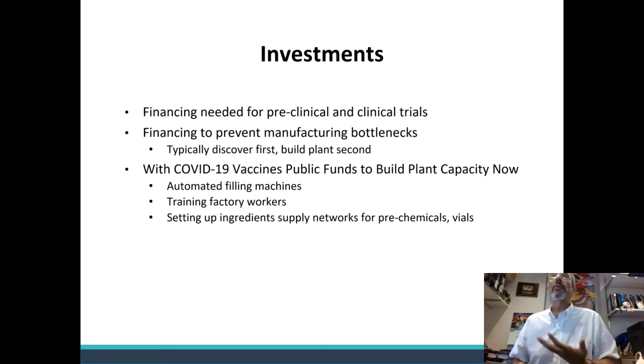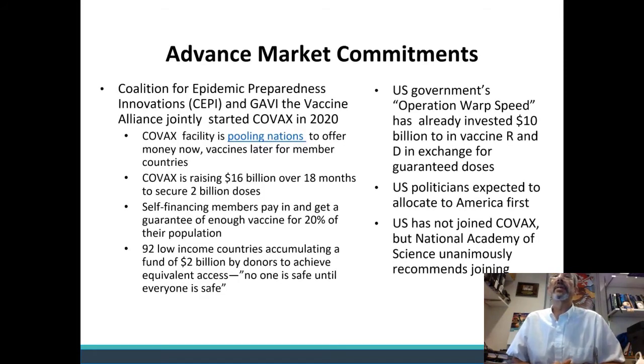Now, in terms of how we are generating all of this money, where is this investment coming from? I mentioned that the American government is coming up with some, but there are advanced market commitments coming from the global marketplace. The Coalition for Epidemic Preparedness Innovations, called CEPI, has joined forces with Gavi, the Vaccine Alliance, and they started something called COVAX in the year 2020. What COVAX does, and COVAX just started in April of this year, is it gathers money from many, many countries that have smaller economies, and they now have the ability to pool their money. They put it into a common fund in order to do what the U.S. government is doing for its own sake.